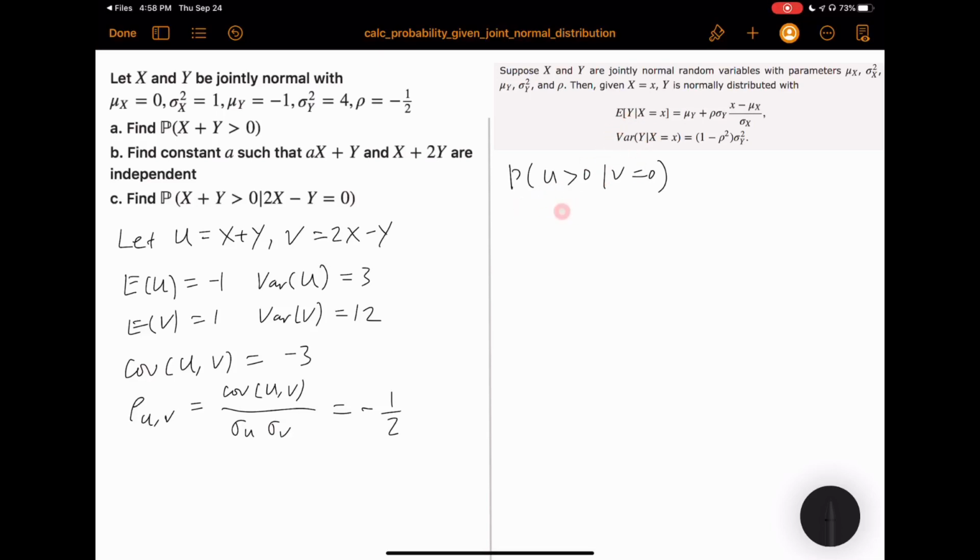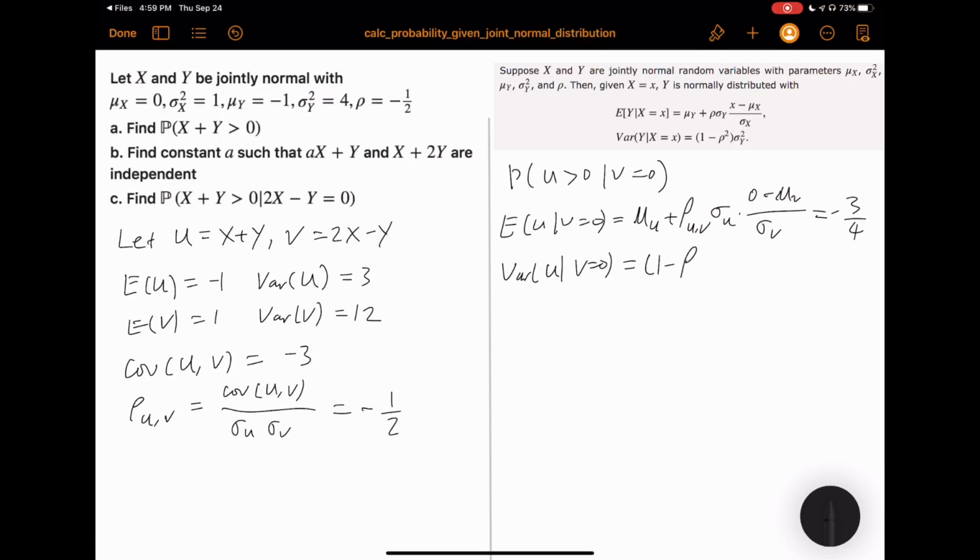So basically, the expected value of u given v equals 0 is equal to the mean of u plus rho uv times sigma u times 0 minus the mu of v, divided by sigma of v. So this is -3/4. The variance of u given v equals 0, again, use this formula. This is equal to 1 minus rho uv squared, times sigma u squared. And this is equal to 9/4. So these two are just calculated using these formulas by plugging in all the relevant numbers we already calculated. For example, the rho of u and v we already calculated is -1/2. All the other quantities are already known based on what we have calculated.